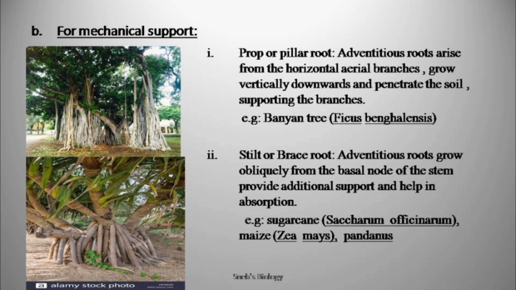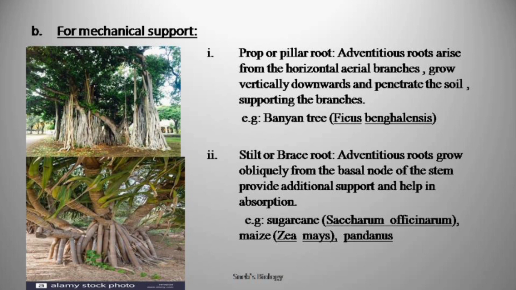In banyan tree, the branches are very thick, so there are roots that arise from the stem. So we call them adventitious roots, and they are going to grow towards the soil, and when they touch the soil, secondary growth will take place in this root, and they also become tall and pillar-like, so they are supporting the main branch.